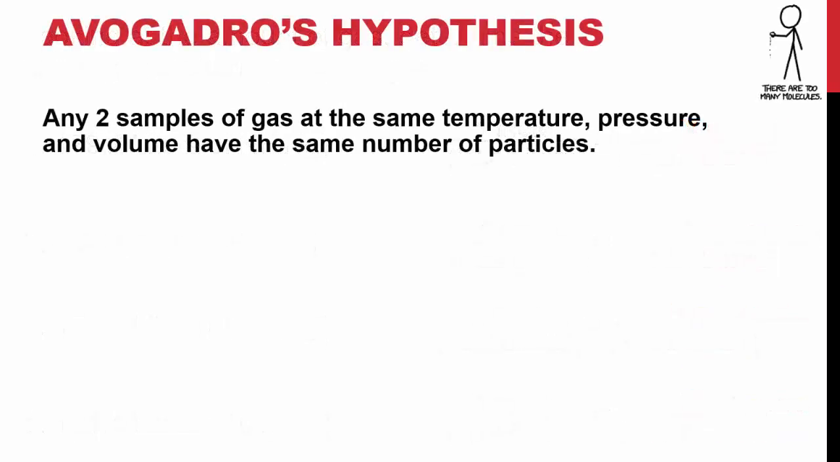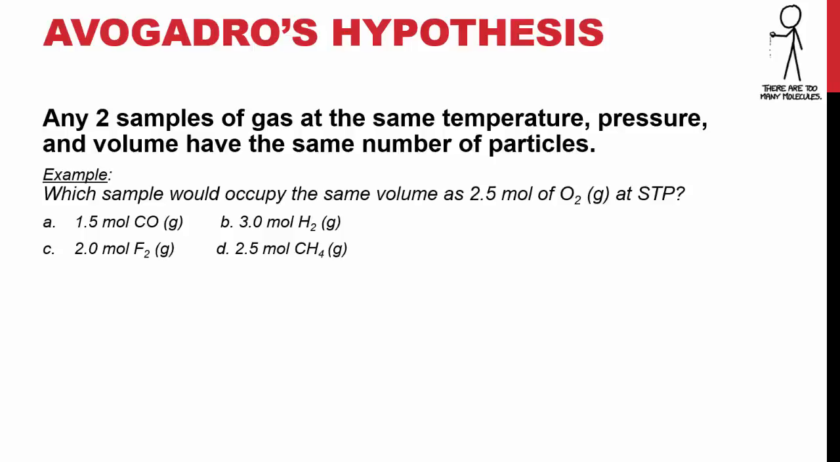So Avogadro also has this thing called his hypothesis, which states that any two samples of gas at the same temperature, pressure, and volume have the same number of particles. This is what we talked about in the beginning of the video. So for example, which sample would occupy the same volume as a 2.5 mole sample of oxygen gas at STP? If you look at your answer choices, if you have the same amount of moles, you have the same volume. The only answer that has the same amount of moles is D. 2.5 moles of methane has the same volume as 2.5 moles of oxygen gas.